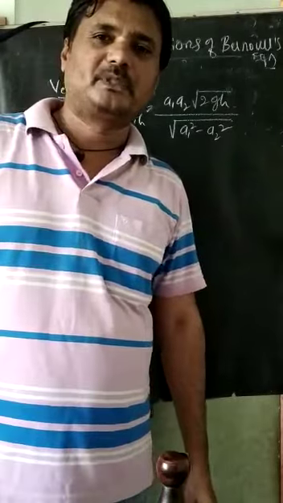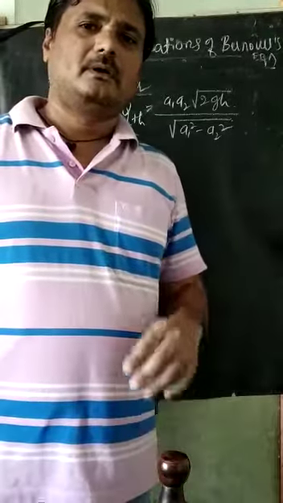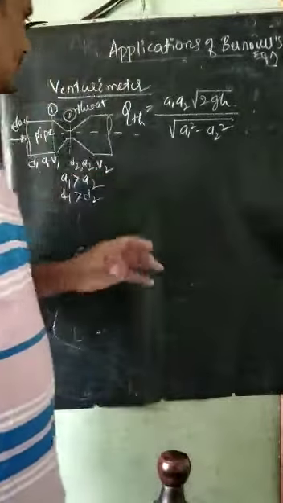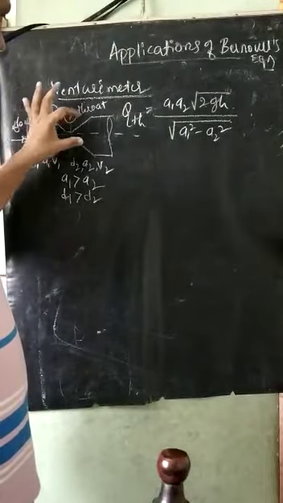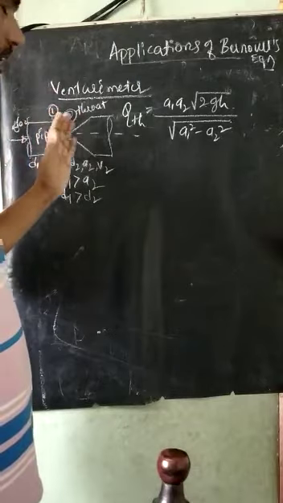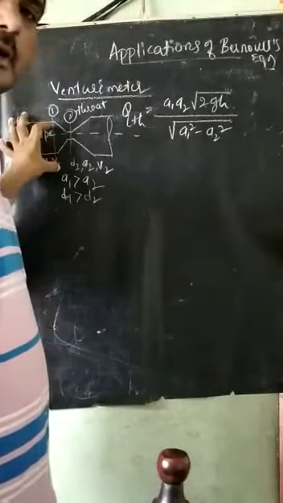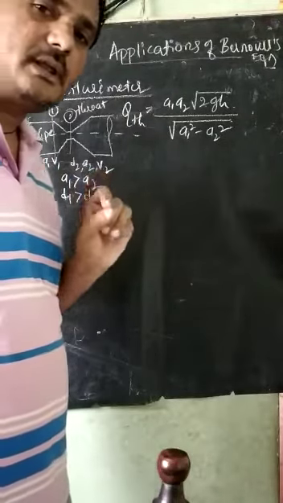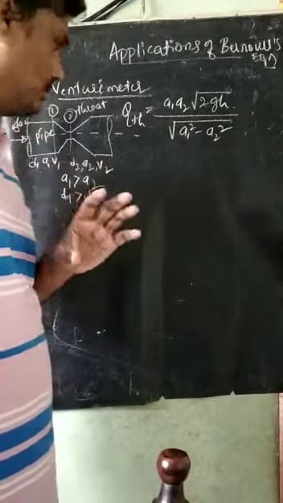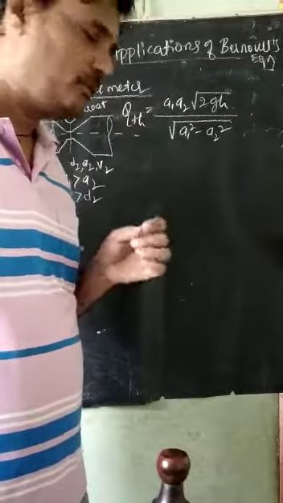Hello everyone, I will continue the Venturimeter derivation. Already we have derived this Venturimeter. It has a convergent portion, a divergent portion and a throat. I have taken two sections. One is at the pipe inlet, section 1, where the diameter is d1, cross-sectional area is a1 and velocity is v1. At the throat, again the diameter is d2, area a2 and velocity v2.